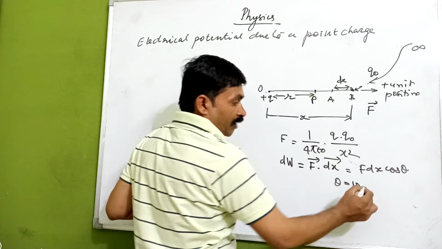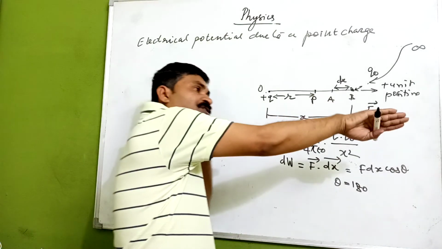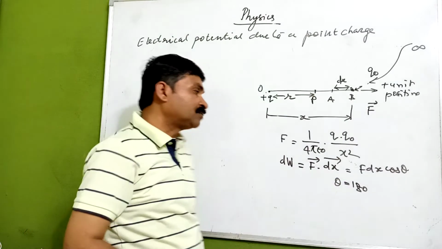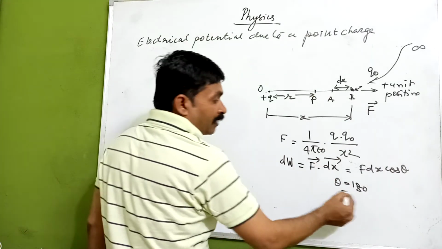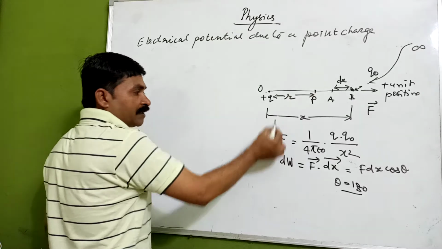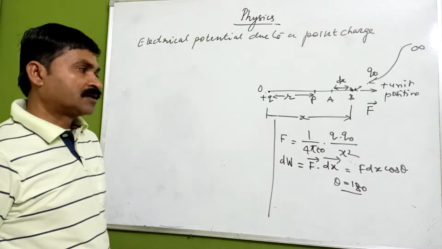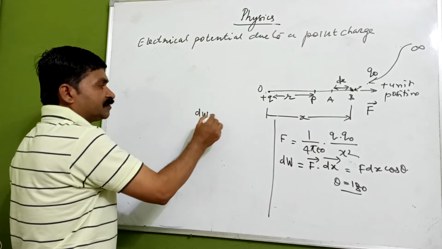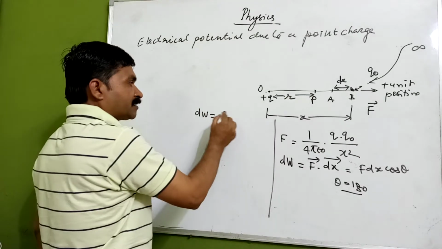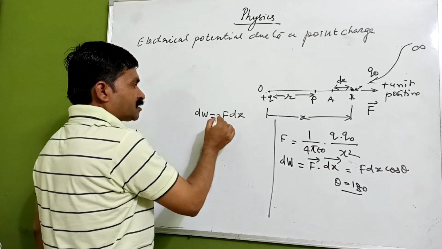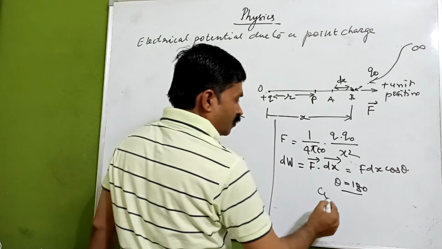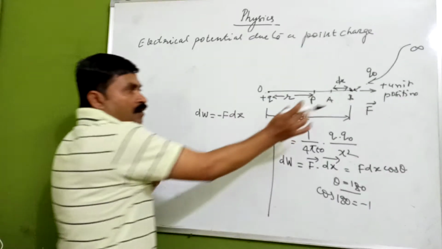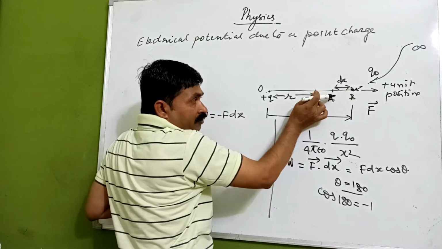Theta क्या होगा? 180 डिग्री होगा, क्योंकि फोर्स इस डायरेक्शन में लग रहा है एंड वी आर मूविंग इन दिस डायरेक्शन. हम इस डायरेक्शन में मूव कर रहे हैं, और जब हम इस डायरेक्शन में मूव कर रहे हैं तो वर्क जो एंगल बन रहा है इन दोनों के बीच में, वो क्या बन रहा है? F dx cos theta, where theta is equal to 180 degree. So dw, which we can take as F dx, and this cos 180, which is equal to -1, we know that.